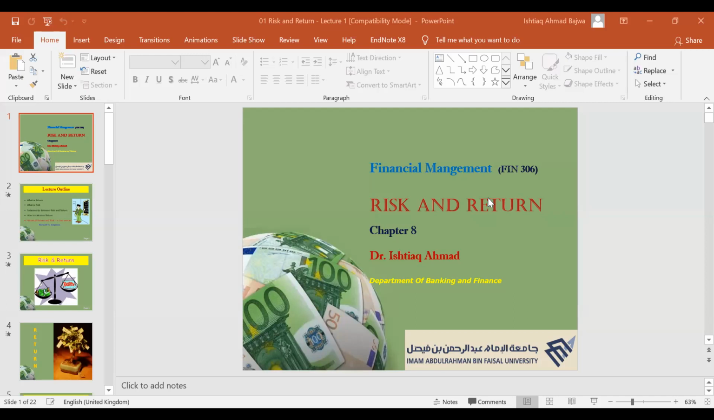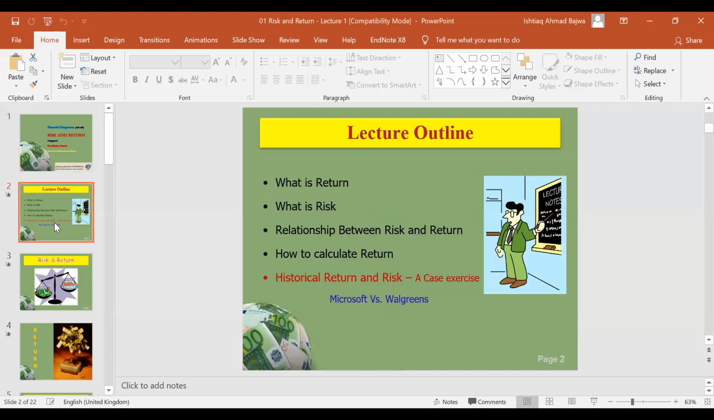So today we will start our discussion with the basics of risk and return. And we will see what is return, what is risk, what is the relationship between risk and return, how to calculate return, and how to look at the historic risk and return with the help of a small exercise.